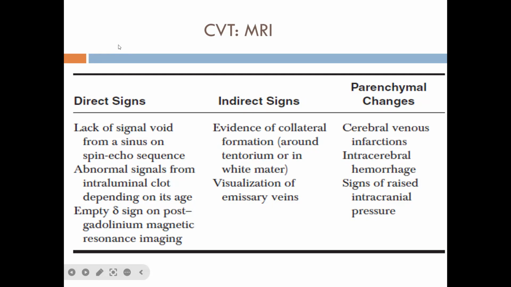Sometimes you can see emissary veins, because the obstruction will lead to a proximal increase in the pressure of the venous tree. Other signs you can see are cerebral venous infarction, intracerebral hemorrhage, and other features of raised ICT like diffuse cerebral edema and slit-like ventricles. All those things can also be seen in MRI. Next slide.